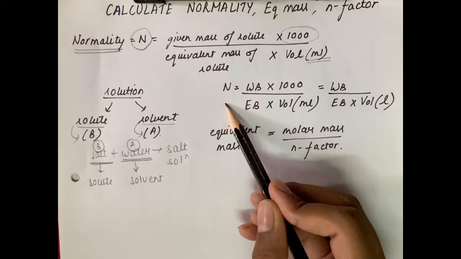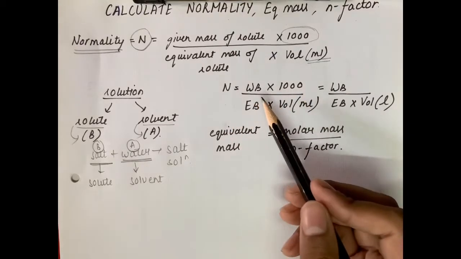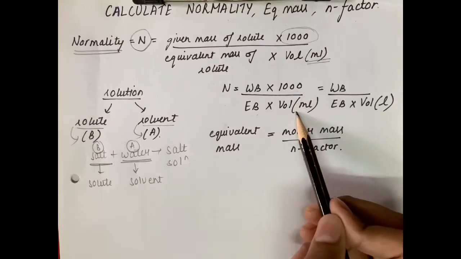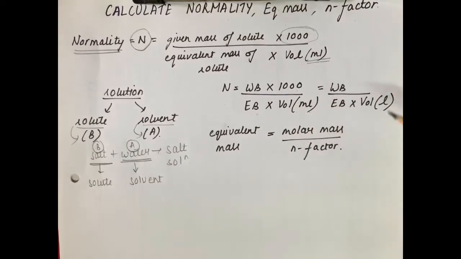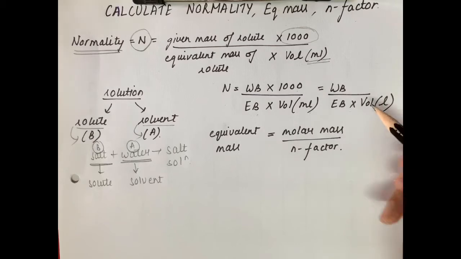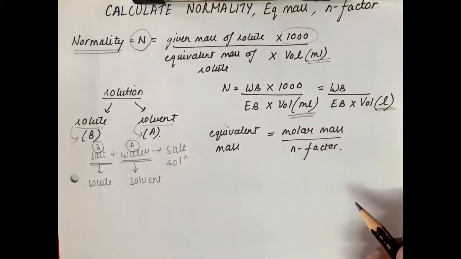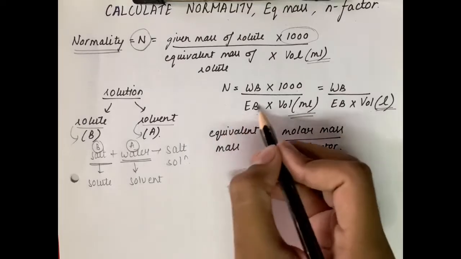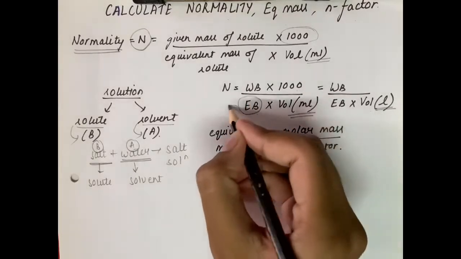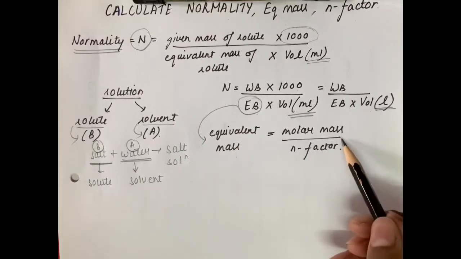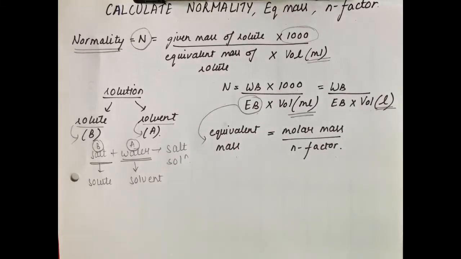That's why the formula of normality is written as WB, that is given mass of solute, into 1000 by equivalent mass of solute, that is EB, into volume if in ml, and WB by EB into volume if it's mentioned in liter. Here E represents the equivalent mass, and the formula for calculating equivalent mass is molar mass upon n factor.